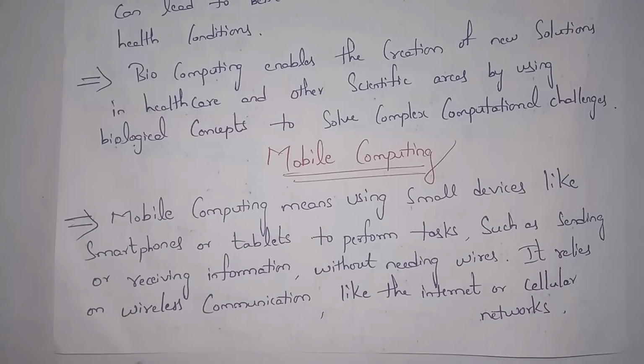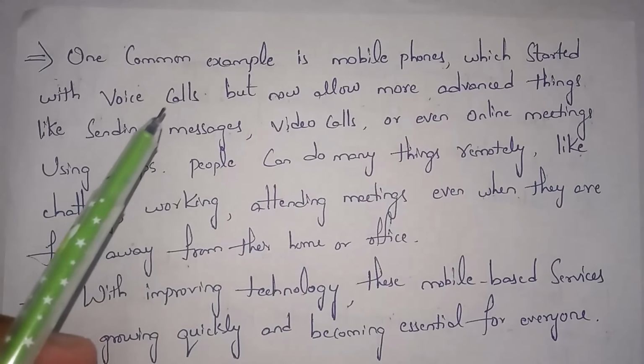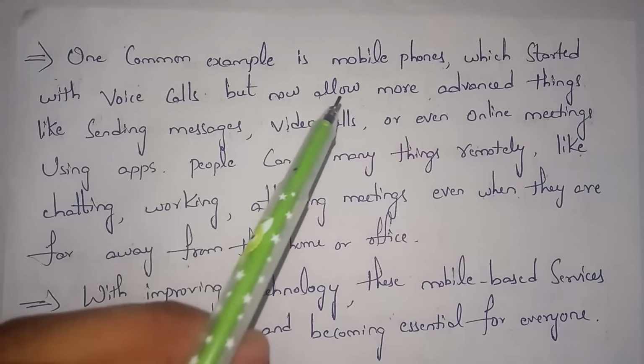It relies on wireless communication like internet or cellular networks. Guys, in mobile computing, we'll use small devices like smartphones or tablets in order to perform tasks such as sending and receiving information. It is not wired communication, it is wireless communication. And you can communicate from one device to another device by using internet or by using cellular networks.